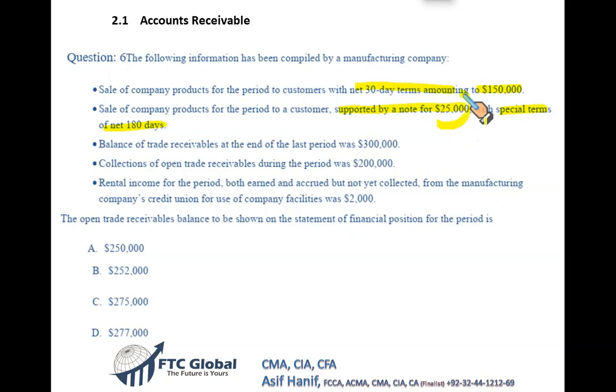We will debit this note receivable and credit sales. The customer is not debited, the customer isn't there. He has given you the note. So this is totally unrelated to your credit customers. Only this part so far.